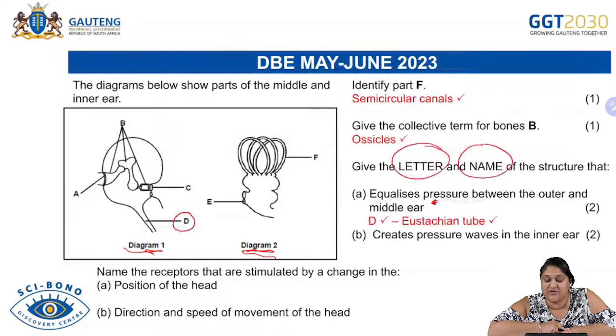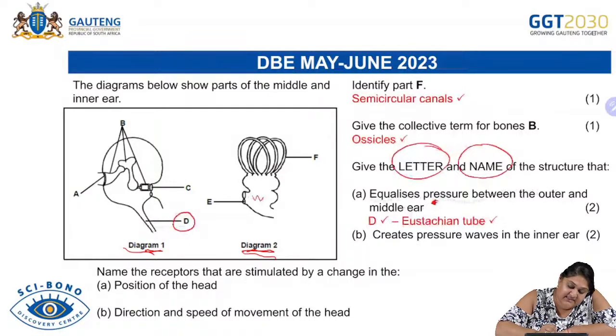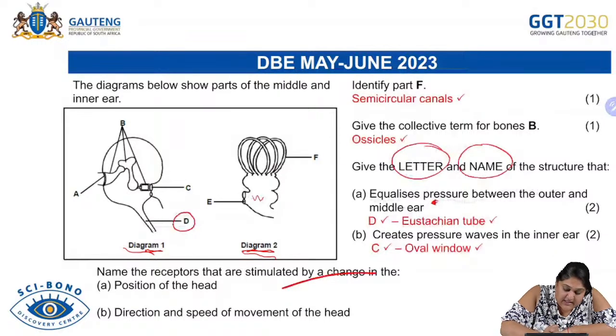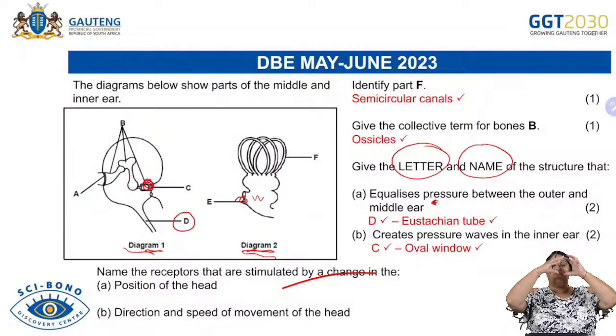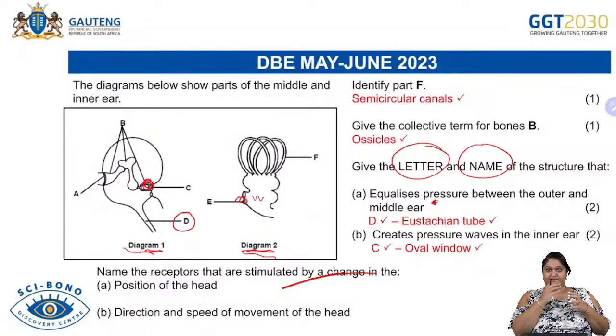The second one is they want to know the letter and the name of the part that creates pressure waves in the inner ear. So this is your pressure waves, and it is caused by the oval window. So this is C over here. This is the oval window. Now don't get confused. This one's the oval window. The bottom one here is the round window. It's the oval window because it is going to take this vibration of the ossicle. It's going to go through the oval window, and then you're going to have a pressure wave that is now going to be formed in the inner ear.